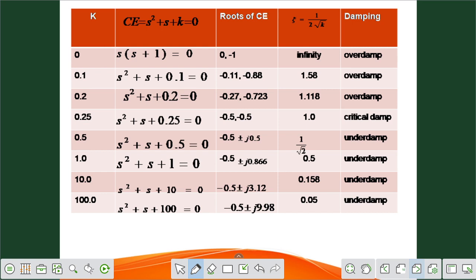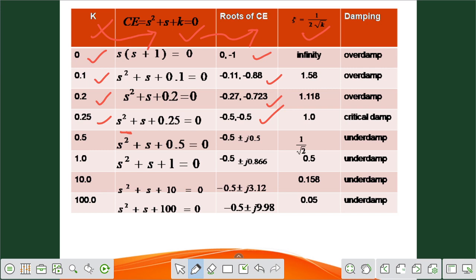I have here the k value. Randomly, I am choosing these values: 0, 0.1, 0.2, 0.25. These are the open loop gain values. If I put the k value in this characteristic equation, I can calculate the roots of the characteristic equation. And I can calculate the zeta value also if I put the k value here. The damping I already defined in previous lectures.